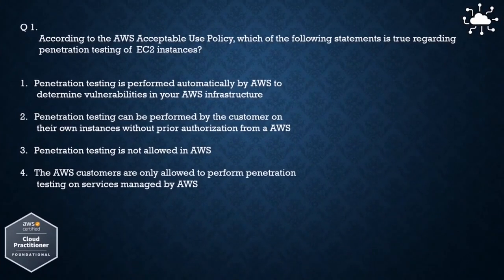According to the AWS Acceptable Use Policy, which of the following statements is true regarding penetration testing of EC2 instances? Penetration testing is performed automatically by AWS to determine vulnerabilities in your AWS infrastructure. Penetration testing can be performed by the customer on their own instances without prior authorization from AWS. Penetration testing is not allowed in AWS. The AWS customers are only allowed to perform penetration testing on services managed by AWS.